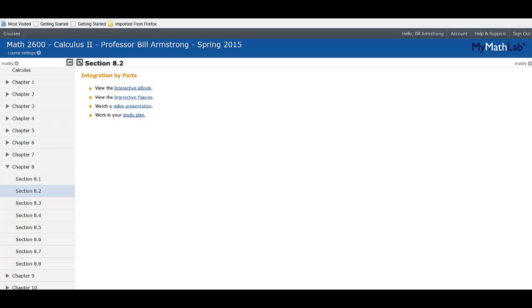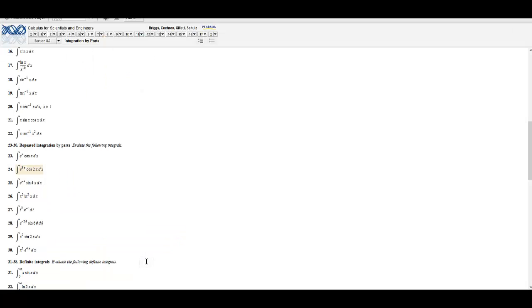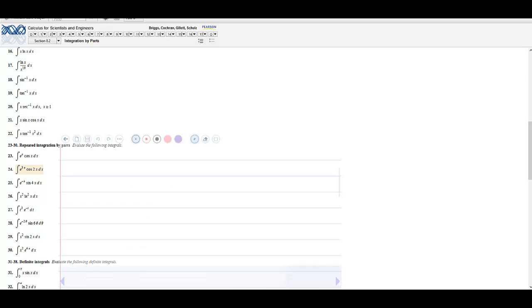So I'm here at the companion website I made for the class, and I went over into the chapter contents. I'm in section 8.2. In fact, I've already gone to the exercises, and I thought we'd do number 24, integrating e to the 3x cosine 2x dx. So let me write the problem down. We're going to integrate e to the 3x cosine 2x dx.